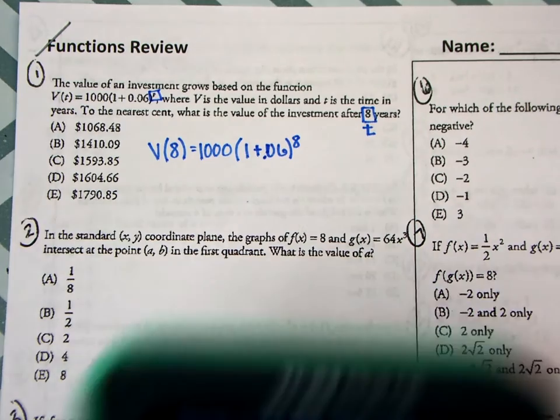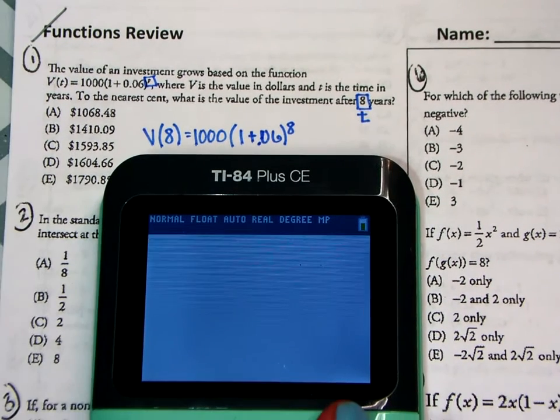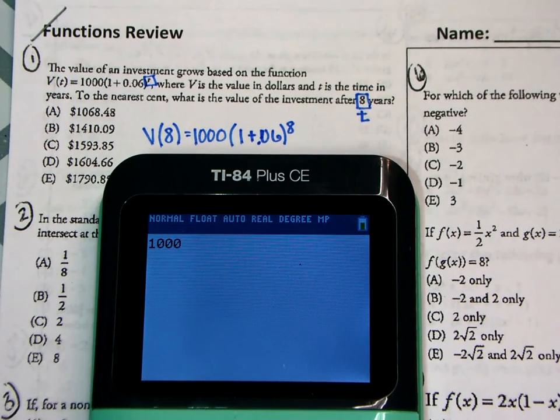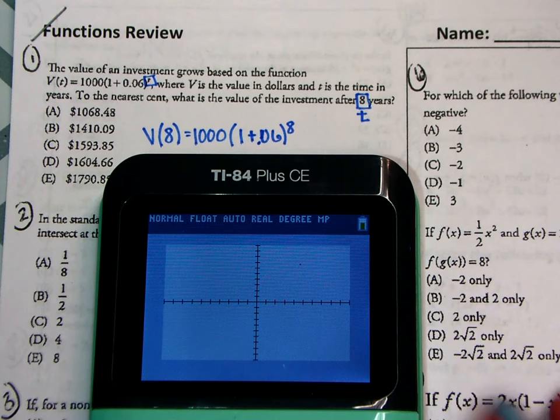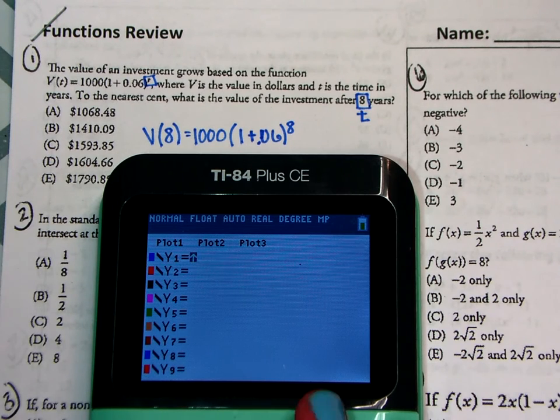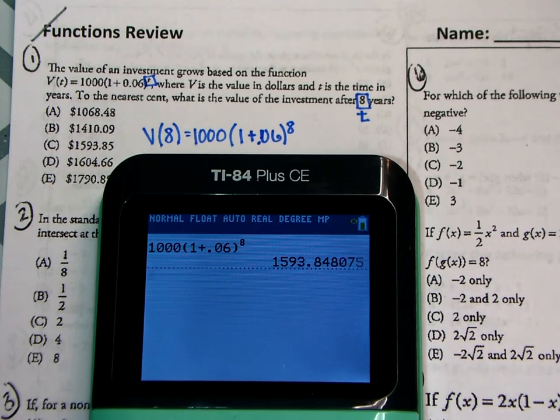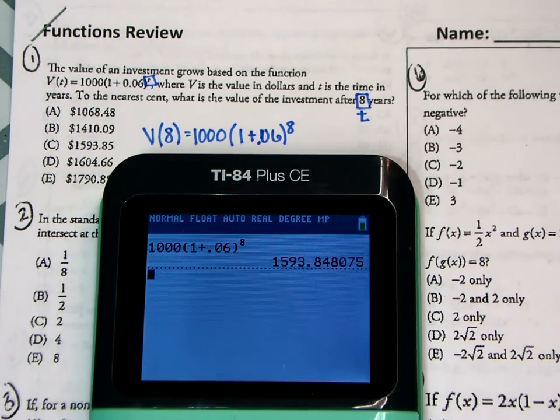So I'm going to go ahead and type this into my calculator. So 1,000, parenthesis, 1 plus 0.06, quantity raised to the 8th. Did I hit graph? Oh my goodness. Enter. I hit graph by accident. I'm so used to graphing.